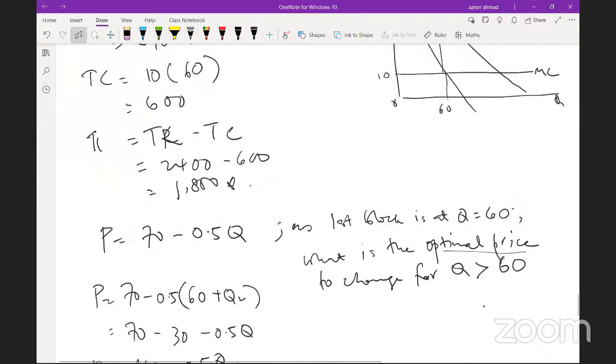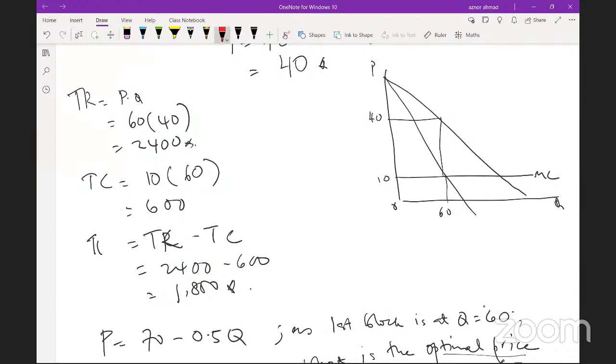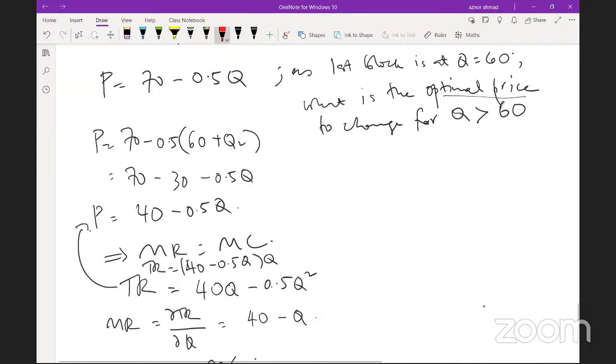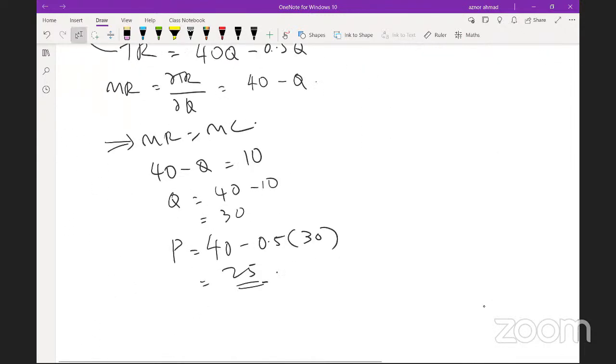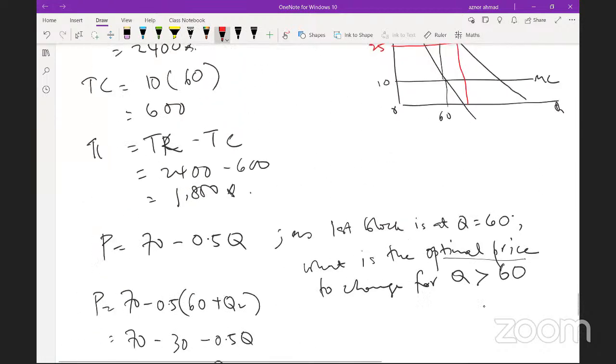So you can charge the second block at $25, and you can sell the second block up to another 30. This is not 30, another 30. So meaning that here it is 90.